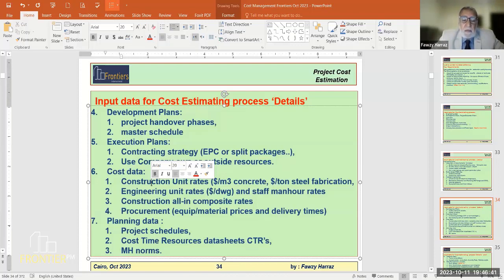Man-hour norms: all the planners have this information to make this activity cost X man-hours from that trade, and then the cost engineer takes this man-hour and multiplies it by the trade unit rates to get the cost. So starting with the norms and then using the unit rates, we get the cost.